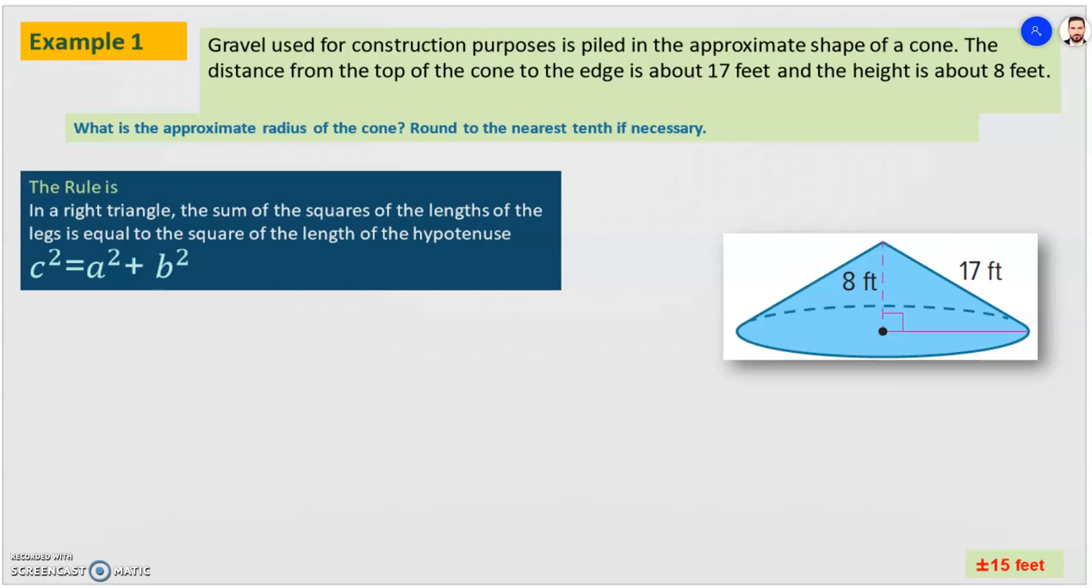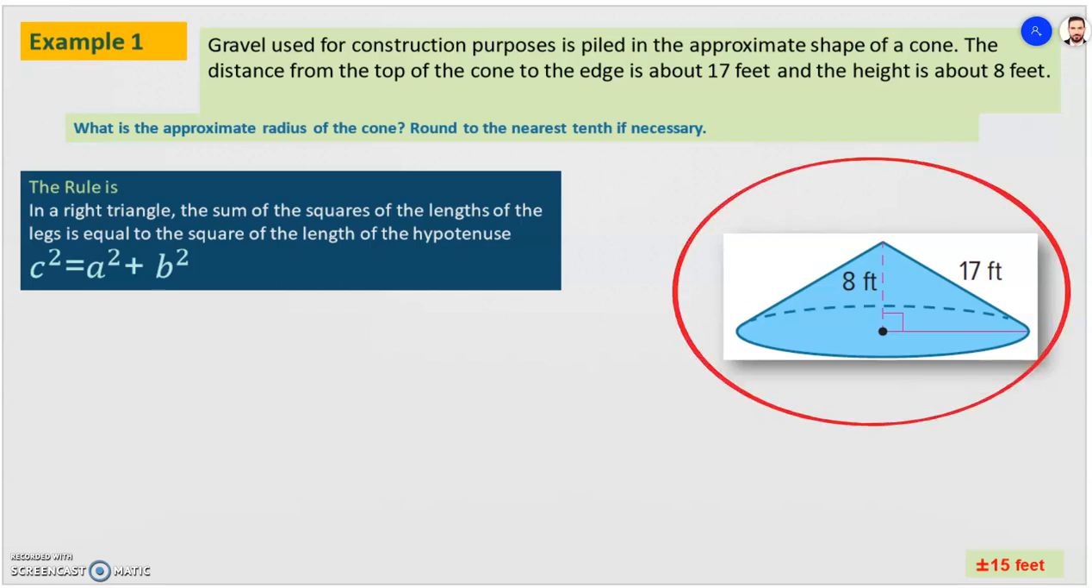And example number 1 is talking about what? Gravel used for construction purposes is piled in the approximate shape of a cone. The approximate shape of a cone is given in front of you. This is a cone, okay? The distance from the top of the cone to the edge is about 17 feet, which is our hypotenuse.